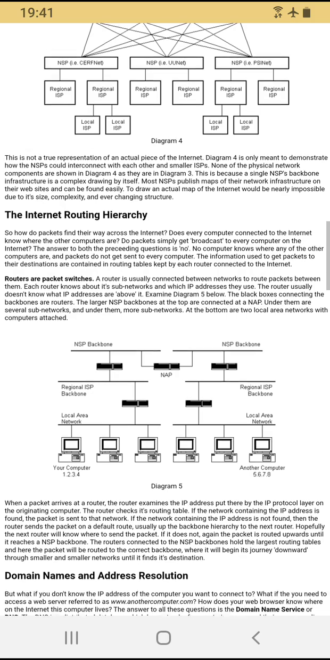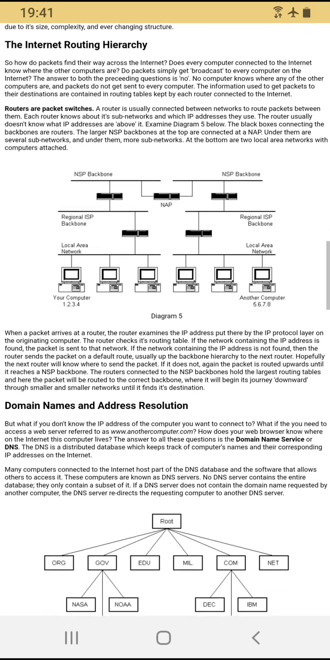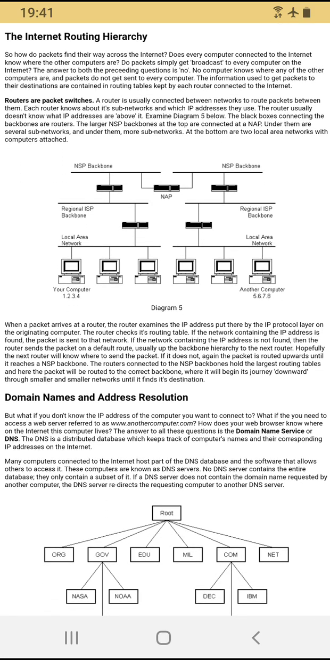The internet routing hierarchy. So how do packets find their way across the internet? Does every computer connected to the internet know where the other computers are? Do packets simply get broadcast to every computer on the internet? The answer to both of the preceding questions is no. No computer knows where any of the other computers are, and packets do not get sent to every computer.